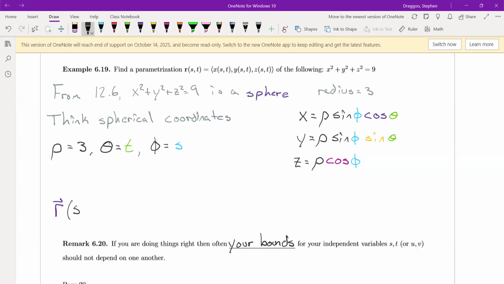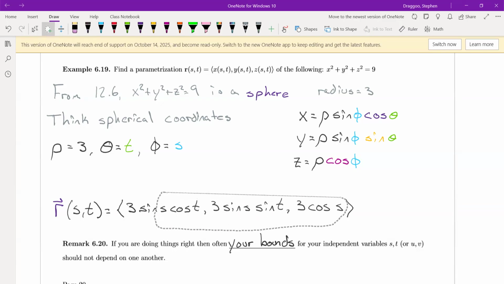r of s and t is going to be the parametric equation 3 sine s cosine t, 3 sine s sine t, and 3 cosine s. Again, I'll add some color back into this for clarity. Oops, I missed an s. That'll be in blue, and green for theta. Theta is only showing up for x and for y. It's not over in the z variable, or the z parametric equation, I suppose.